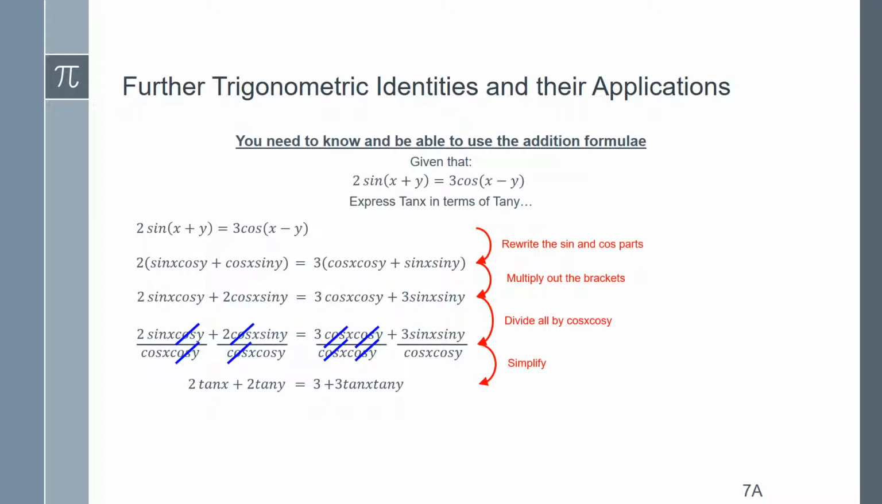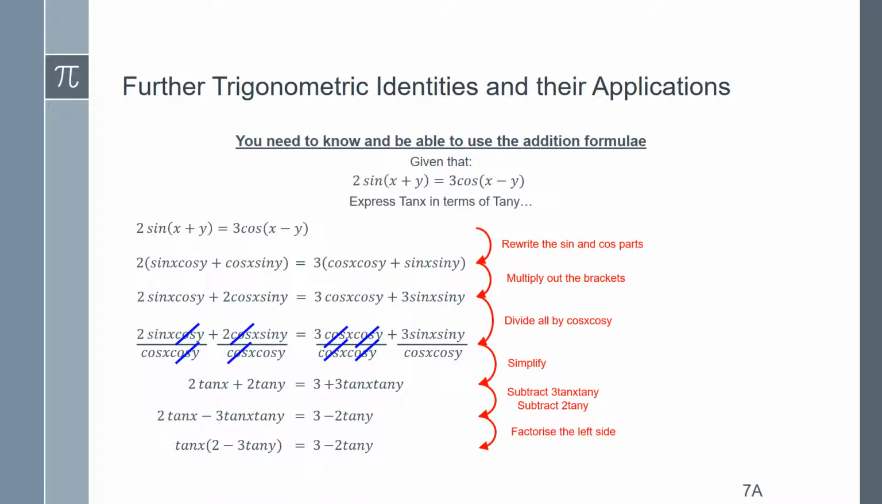What was the question again? Express tan x in terms of tan y. So we want again to get this to be tan x equals. So let's subtract the 3 tan x tan y and subtract the 2 tan y. We can now factorise the left hand side. Tan x times 2 minus 3 tan y equals 3 minus 2 tan y, and then we can divide by 2 minus 3 tan y to end up with 3 minus 2 tan y over 2 minus 3 tan y. Fun, eh?